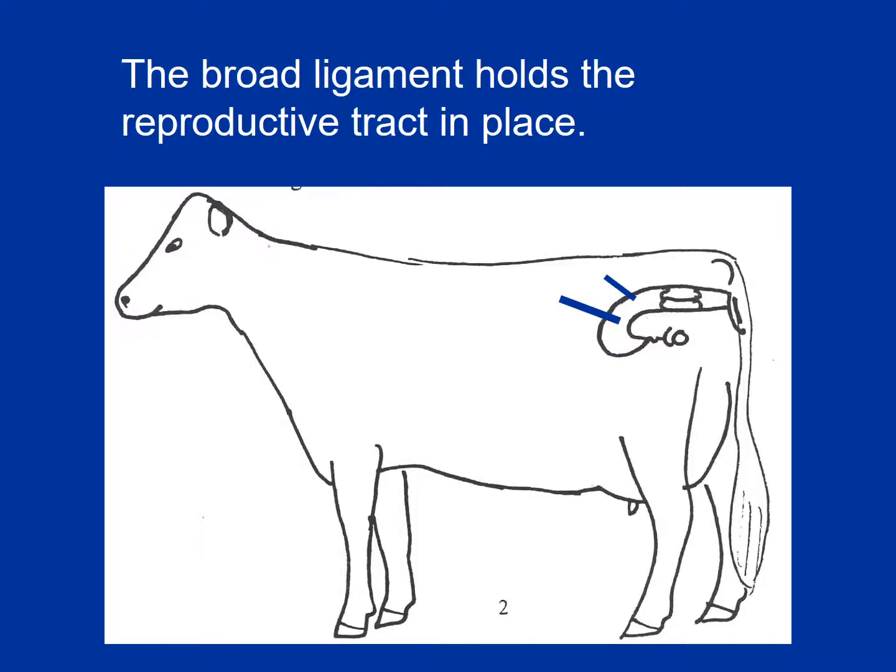The broad ligament holds the reproductive tract in place. So here we have the reproductive tract, and obviously if the animal becomes pregnant, we're going to have a big calf here. So this broad ligament stretches to keep the uterus somewhat in place, but it allows it to grow.